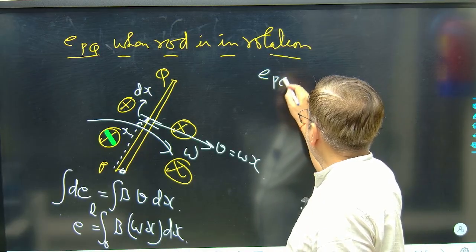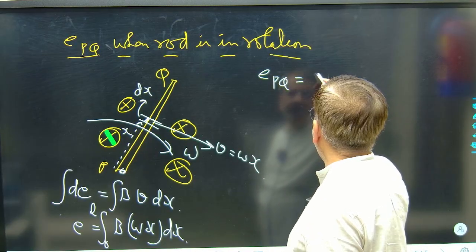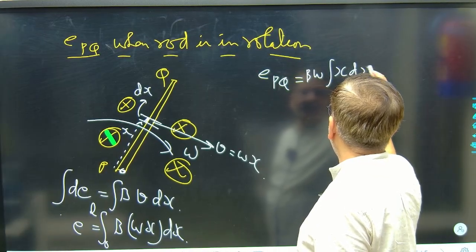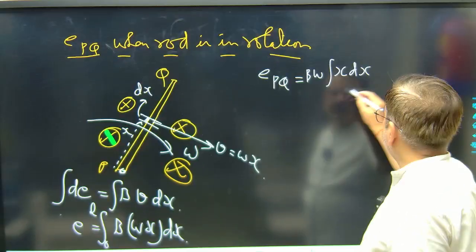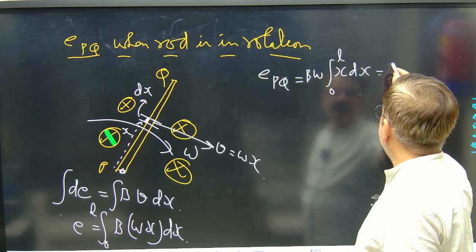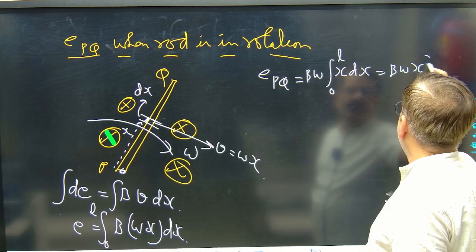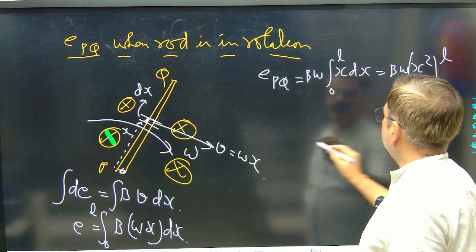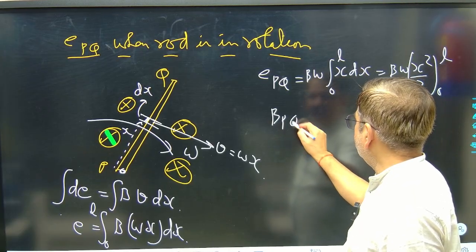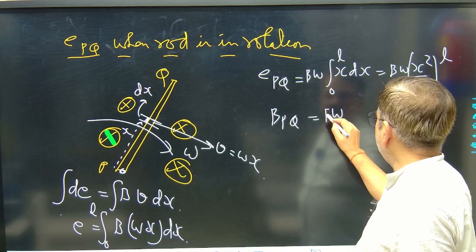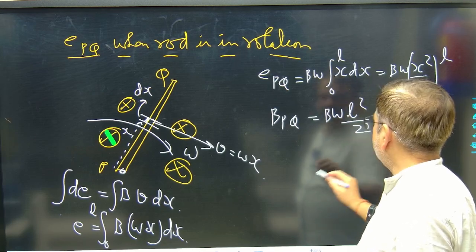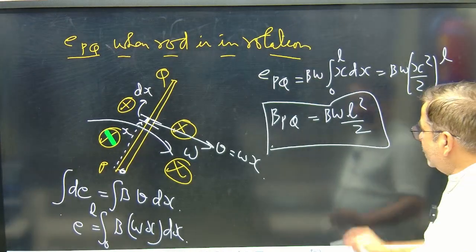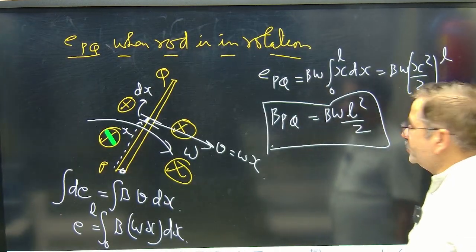E PQ, for the length of the rod, is B omega times the integration of x dx. Going from 0 to L, it is B omega into x square by 2. Put the values from 0 to L. So the net EMF for the length PQ of the rod will be B into omega into L square by 2. So this is the EMF developed. This approach we can make.